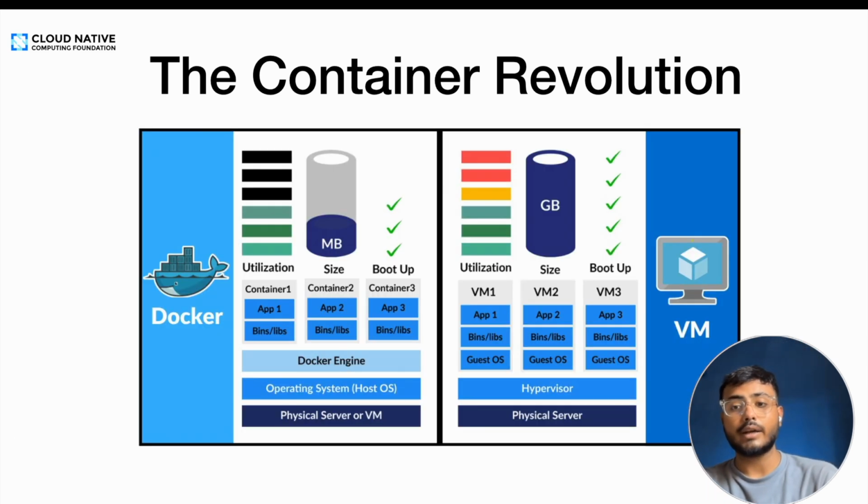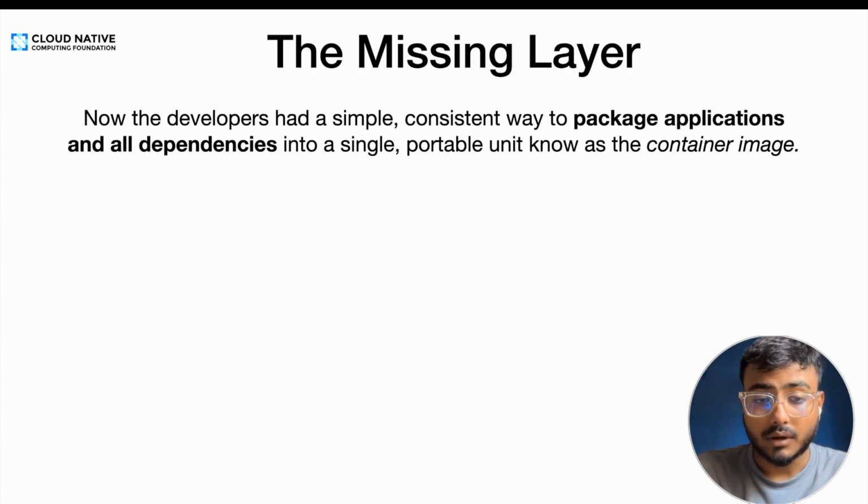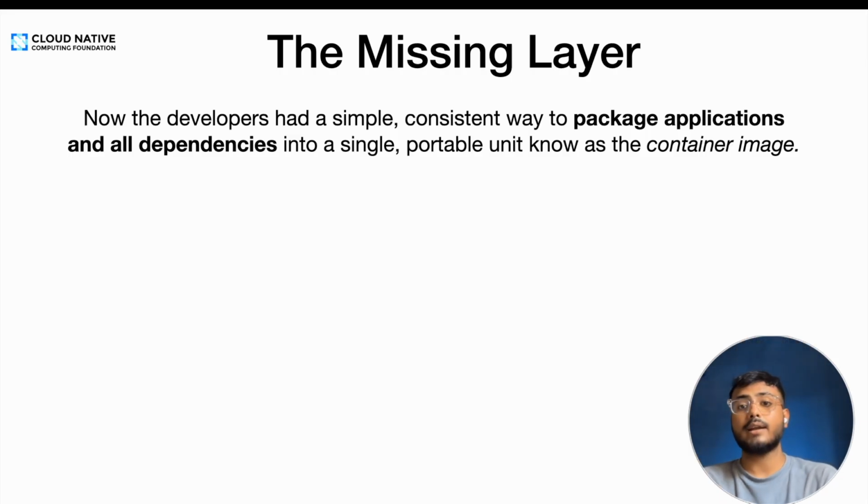And we can see the architecture for comparison of a container and a VM. There's this extra OS layer in a VM, which made it resource intensive, gigabytes in size, but containers are really megabytes in size, hardly megabytes. So Docker really changed the game over here. Now the developers had a really consistent way of packaging those applications and all of their dependencies together.